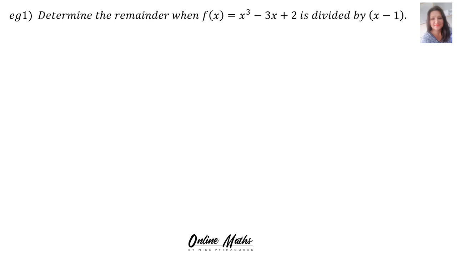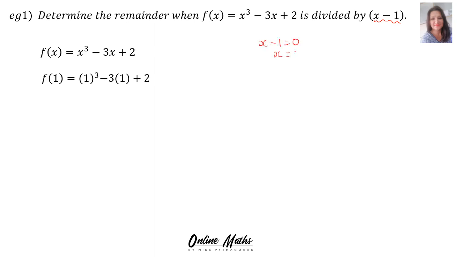Example 1. Determine the remainder when f of x is equal to x cubed minus 3x plus 2 is divided by x minus 1. So again, this is still the remainder theorem where you will say there's your polynomial, and now you're going to substitute positive 1 into x's place, and then you understand why it's positive 1, because they give you x minus 1 and you say x minus 1 is 0, x is equal to 1, positive 1.